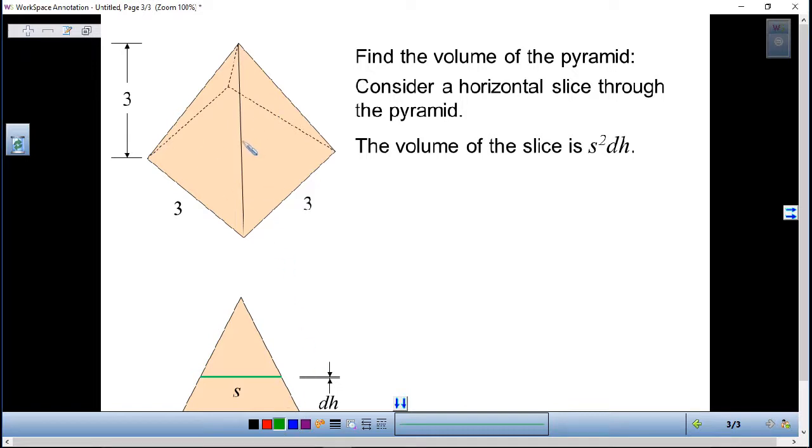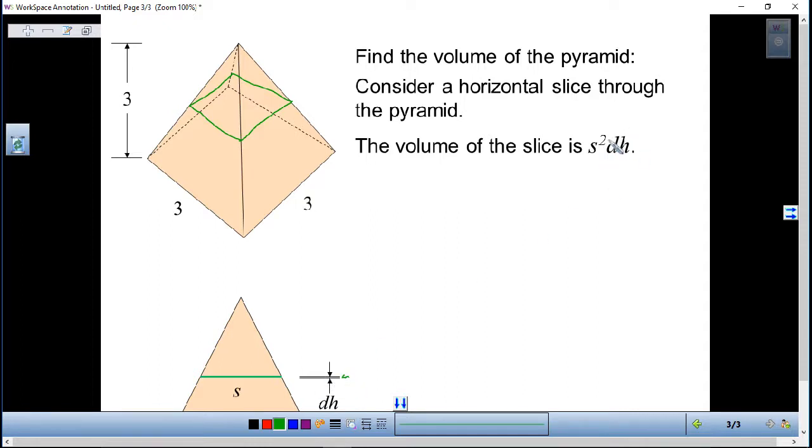So what we're essentially doing is taking and cutting a slice out of this thing, and imagine that that's kind of shaded a little bit. That is a slice that's parallel to the base. Doesn't look like it because I've drawn this side a little bigger, but anyway, you get the idea. So the volume of the slice is going to be S squared times dH, where dH is the thickness that we're talking about down here.